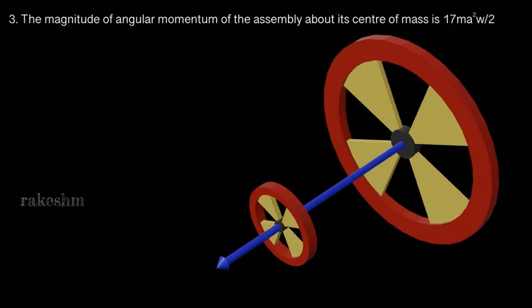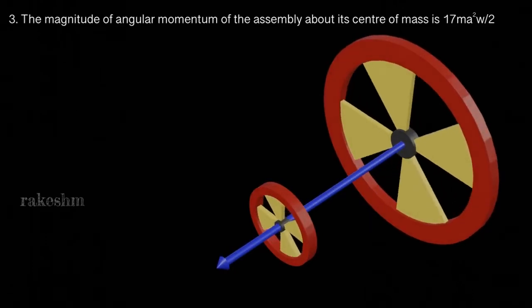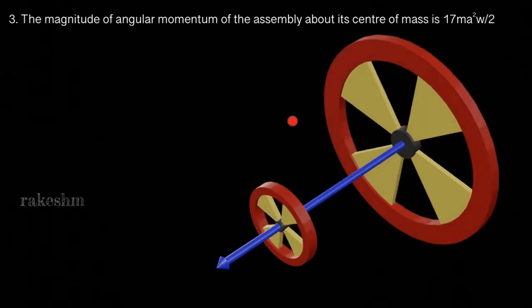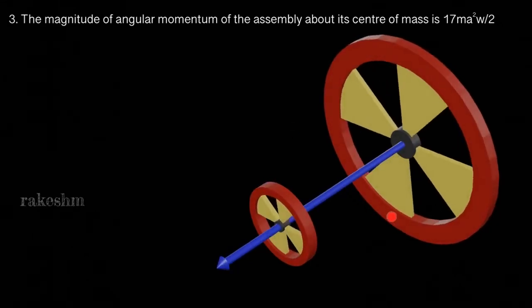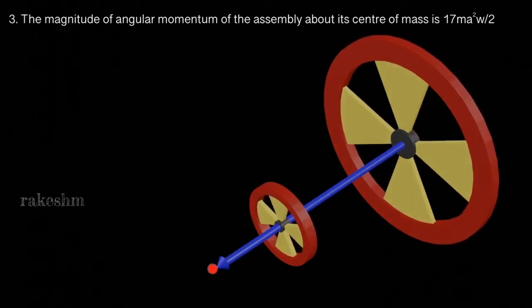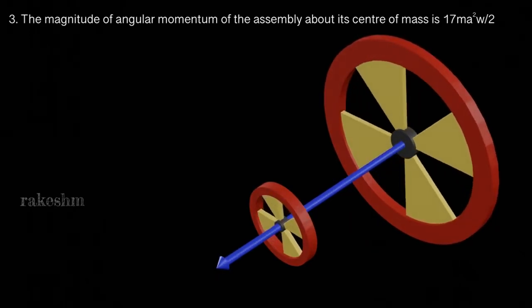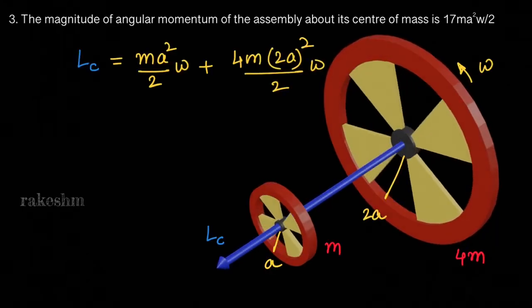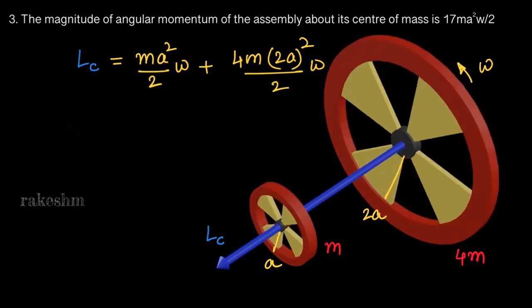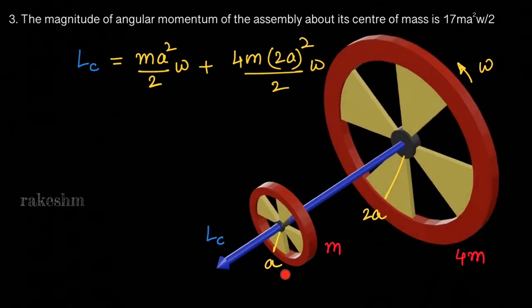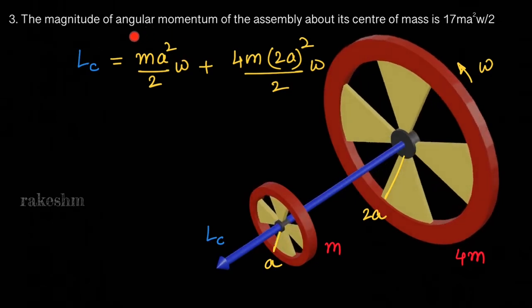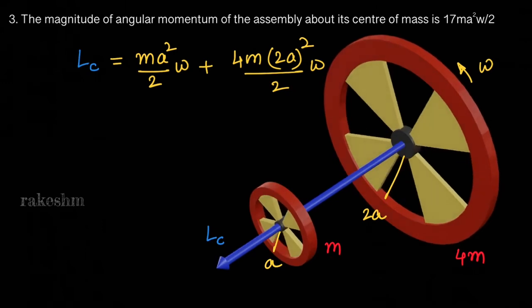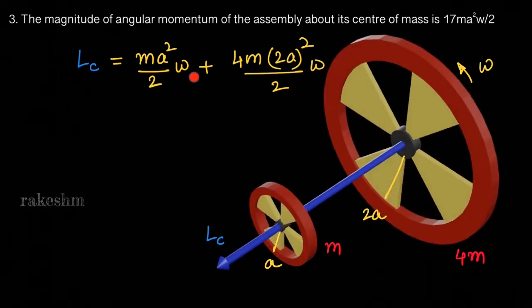square omega by 2. So if we look at this assembly from the center of mass frame, it will be seen like this. So this is just 2 disks rotating about a given axis with angular speed omega. So the mass of this disk here is m and its radius is a. So its moment of inertia will be ma square by 2. It is rotating about this axis with omega. So the angular momentum is ma square by 2 into omega.